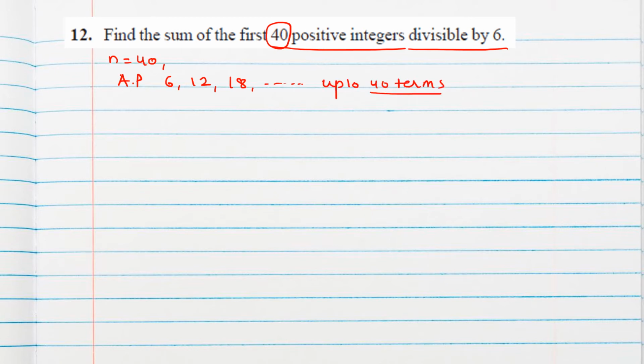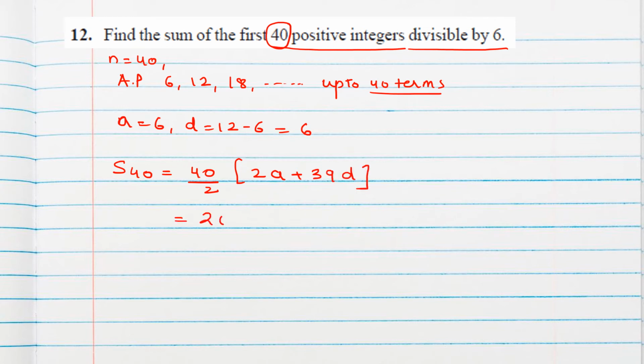But what is that 40th term? We don't know here. Okay. So here n is 40 given, A is 6 and D we can find 12 minus 6 which is 6. So we can apply the formula S40, sum of first 40 positive integers, that is 40 by 2, 2A plus 40 minus 1 means 39D. So this will give 20. Now substitute A value which is 6 and D value is also 6.